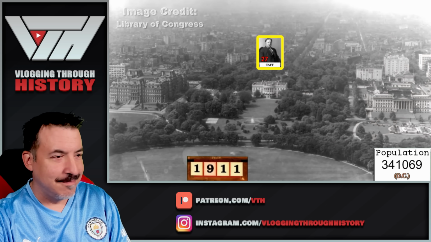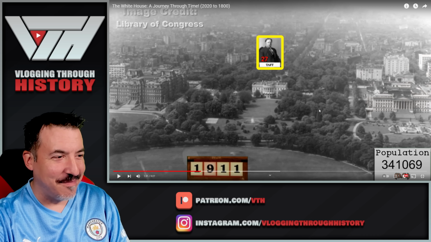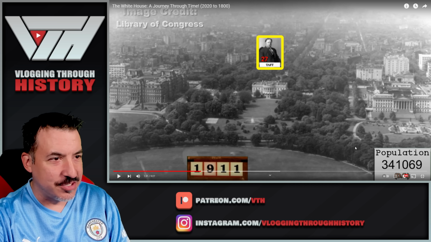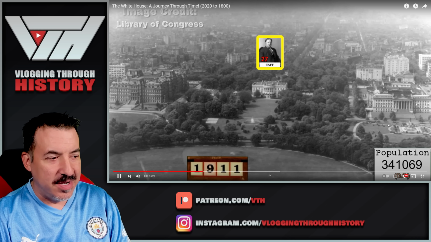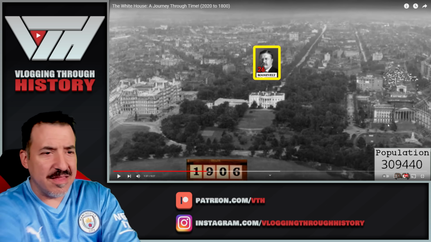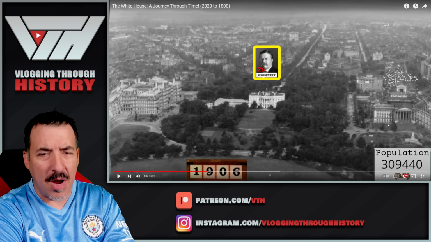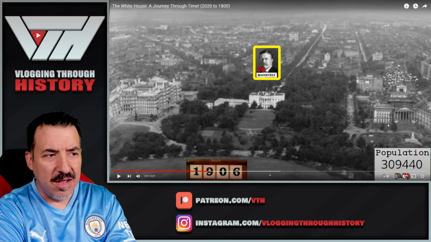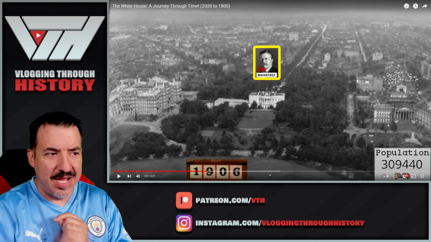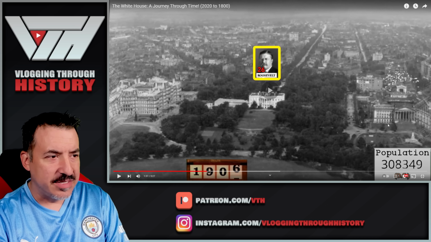At least we skipped by him pretty fast. So you can see the West Wing's still there, East Wing's still there. We're getting pretty close to the time when those were constructed. Pretty cool that we have these shots of the White House from up that high. 1911. I'm guessing these are probably views from the Washington Monument, because this is about where the Washington Monument is in relation to the White House.